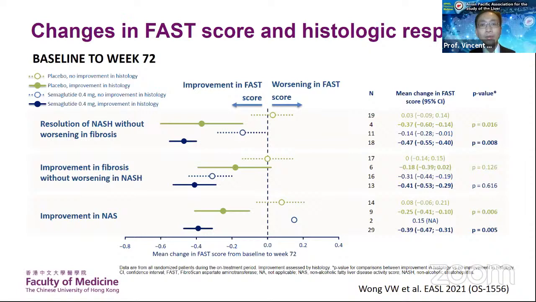Interestingly, in both the semaglutide and placebo arms, patients with improvement in the FAST score were also more likely to have improvement in the NAFLD activity score and resolution of NASH. Overall, the area under the ROC curve of the FAST score response to predict NAFLD activity score improvement was 80%, and the optimal cutoff to predict histologic improvement was a 0.2 point reduction in the FAST score.